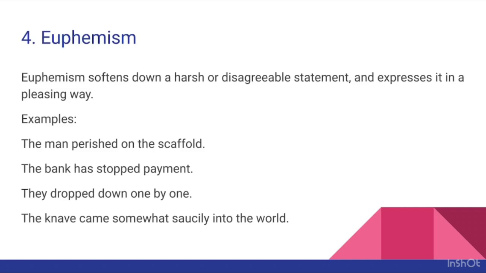Okay, so you need to understand the difference between innuendo, irony, and euphemism very clearly. Okay, in innuendo, something is hinted or insinuated, right? In irony, just the opposite of what is meant is said. Okay, and in euphemism, a harsh truth is softened down and is expressed in a pleasing way, right? Okay, so I hope you have understood these four figures of speech quite clearly.